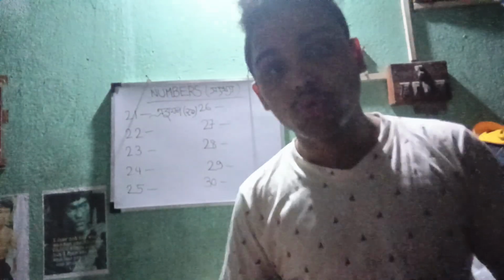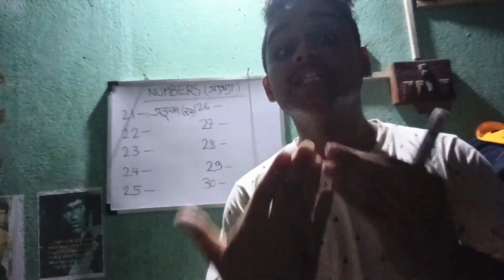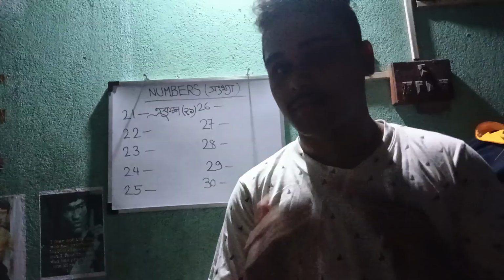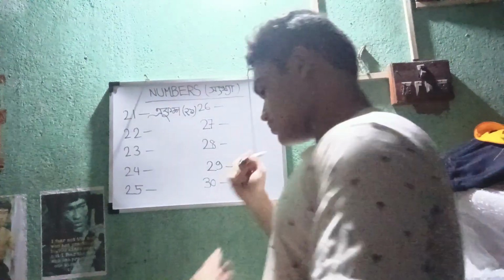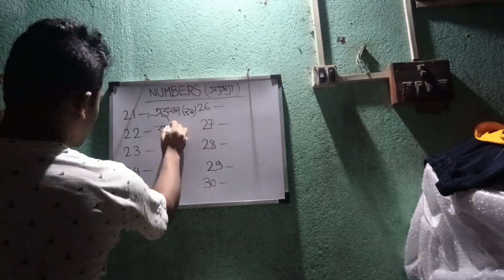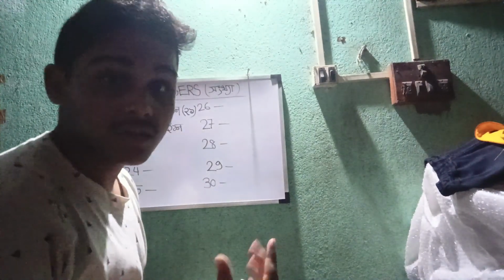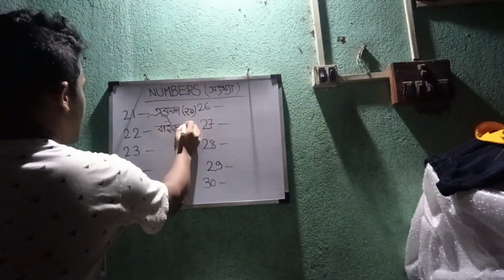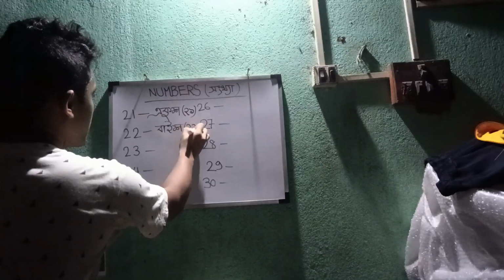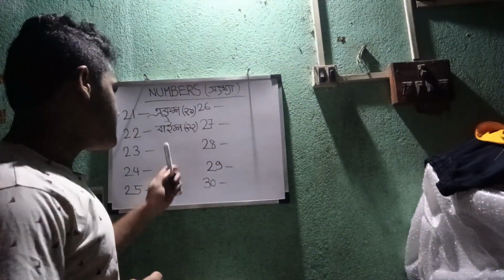How can we say 22 in Bengali? 22 means baish. Ba-ish. So we will write 2 and 2. This is 22. Okay, hope you understand this.